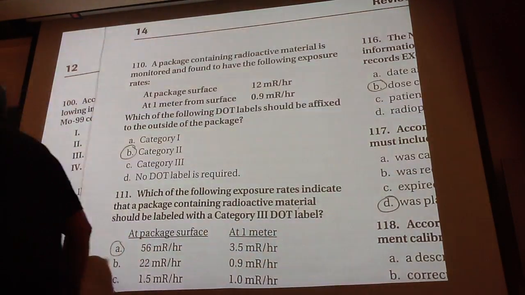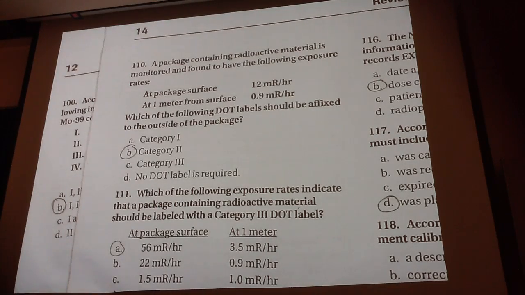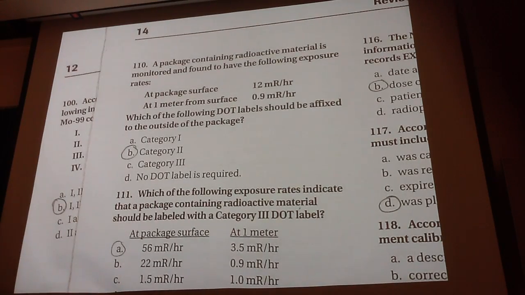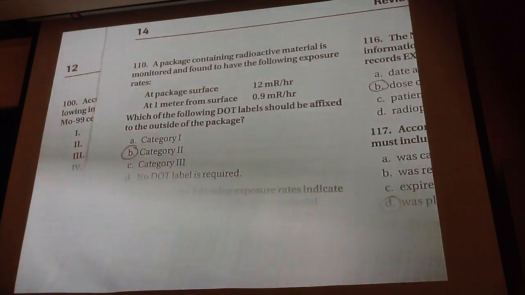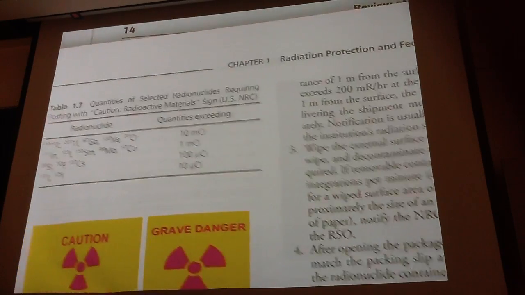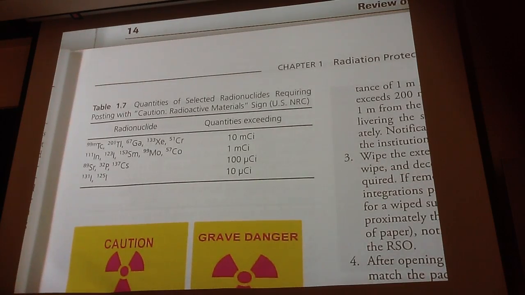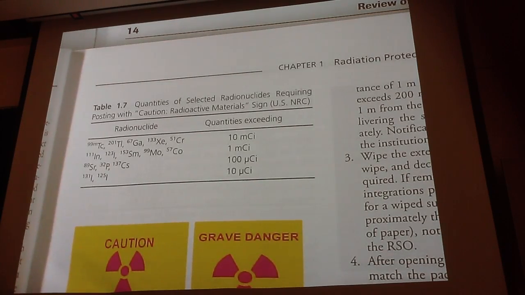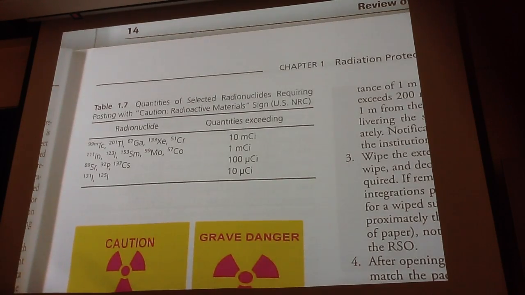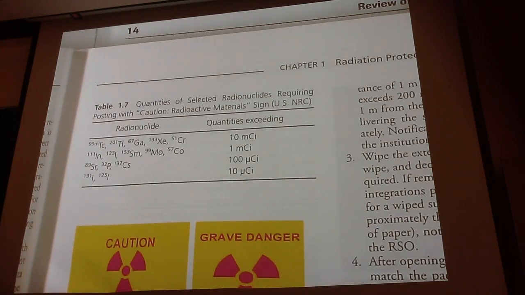All right, 10 MR per hour. And in your book, by the way, on page 9, it shows you when you have to put up radioactive material signs. So it's based on a quantity. Actually, it's based on a couple of things, mainly the quantity, the energy of the radiation, and the half-life.